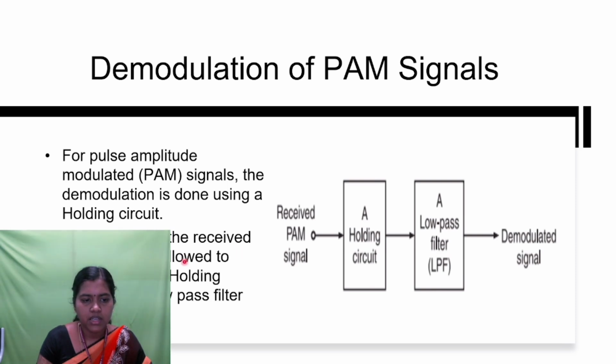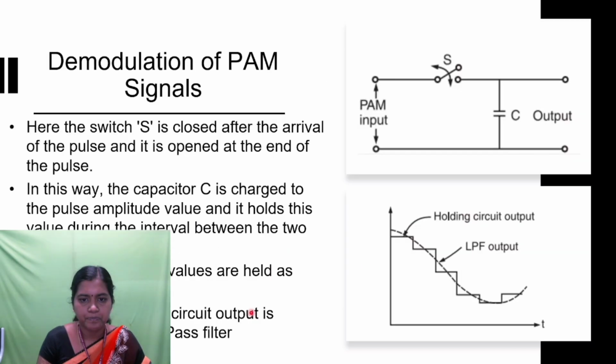In this method, the received PAM signal is allowed to pass through a holding circuit and a low pass filter. Consider this one switch, which is closed after the arrival of the pulse and is open at the end of the pulse. In this way, the capacitor is charged to the pulse amplitude value and it holds this value during the interval between the two pulses. Hence the sampled values are held as shown in the figure.